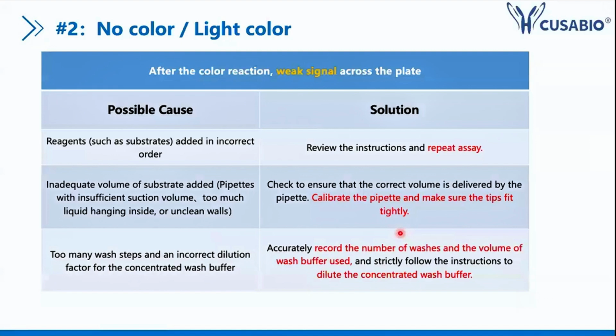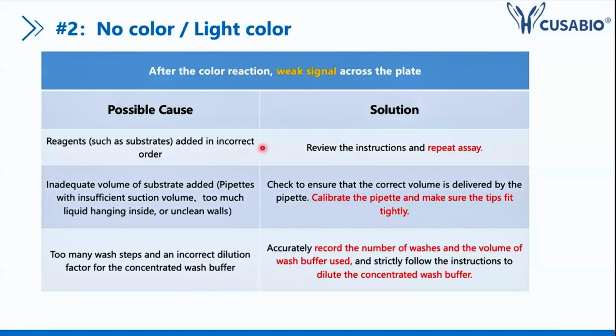Another possible cause that I hear is not that common, but I still want to remind you. Some specific kits have two different substrates. Let's call them substrate A and substrate B. It's common to add A first and B later. But if you add A and B in the wrong order, then the experiment will not work. For this potential cause, just review the instructions and repeat the assay again to make it work.